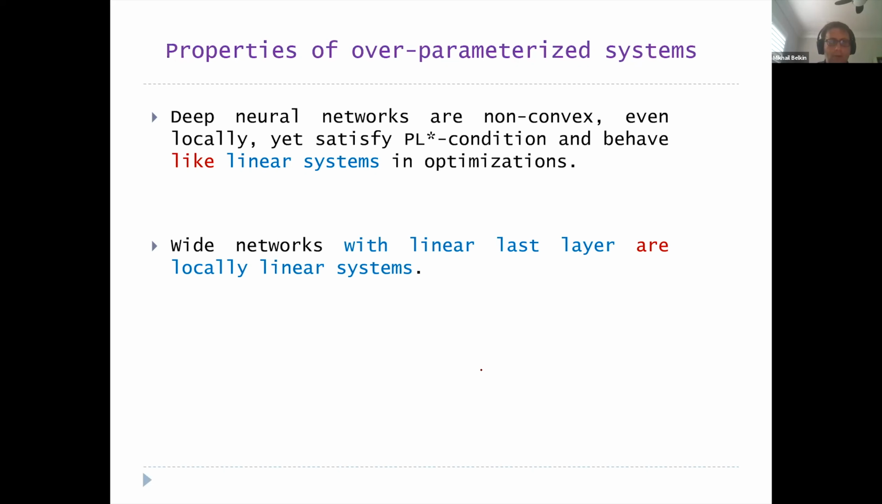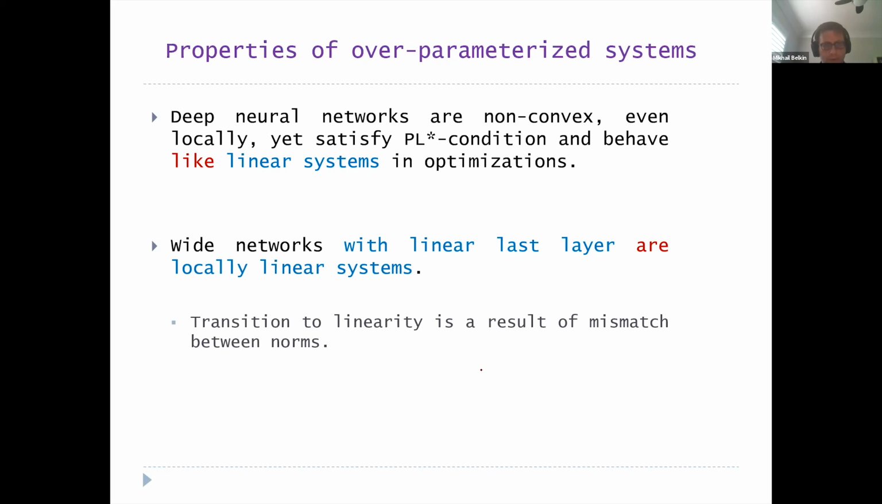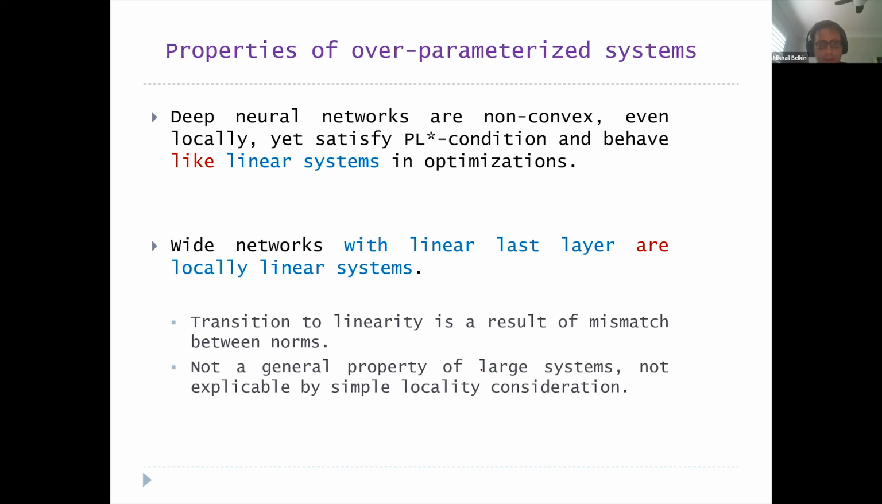Now, neural networks with a linear last layer are actually locally linear systems. They don't behave like them. They are systems which are linear, at least in a ball around initialization. And the transition to linearity happens as a result of a mismatch between these norms. So it's a rather subtle kind of internal effect relative to the structure of the Hessian for these networks. It is not a general property of large systems, not explicable by just locality. So you cannot just say that if you're close to the origin, this is true.